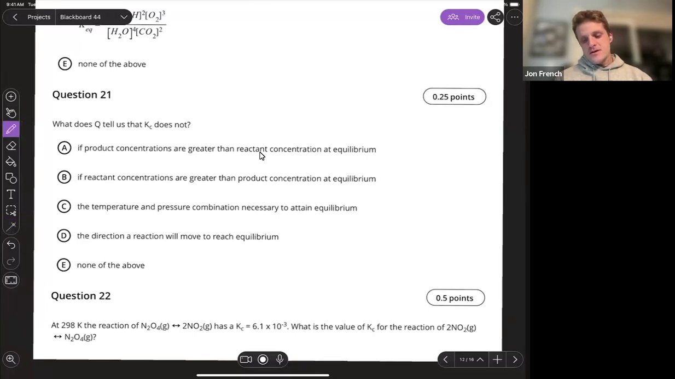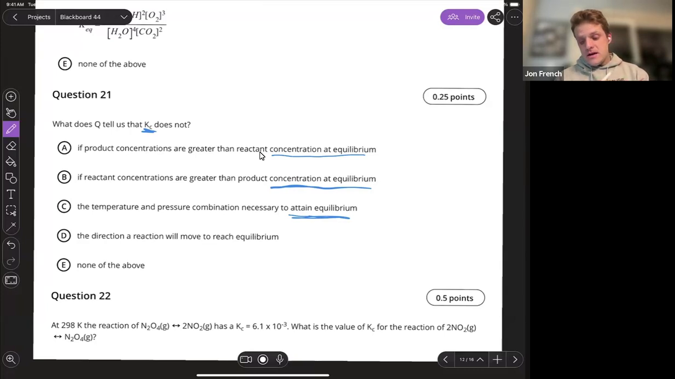So if product concentrations are greater than reactant concentrations at equilibrium, no, K is going to tell us that because K is all about equilibrium. If reactant concentrations are greater, no, again, that's going to come from K because it's about equilibrium. Temperature and pressure combination to attain equilibrium. Again, no, we actually don't know that from anything given here.